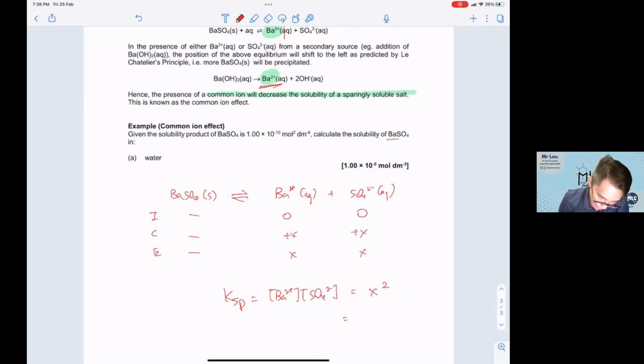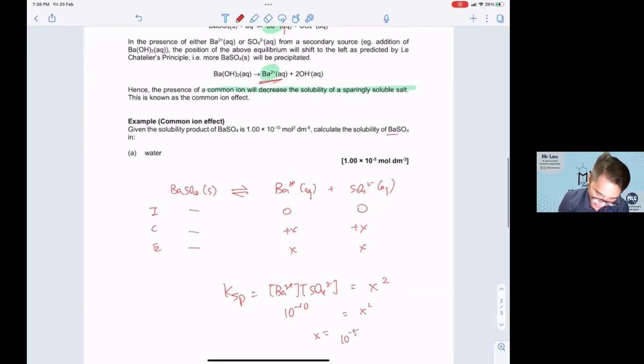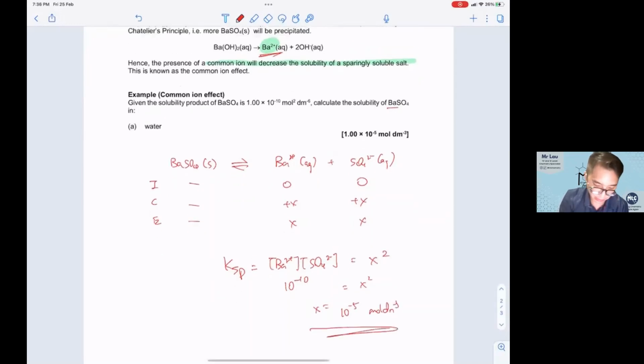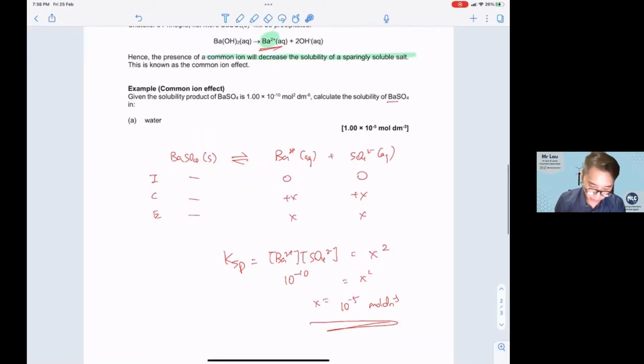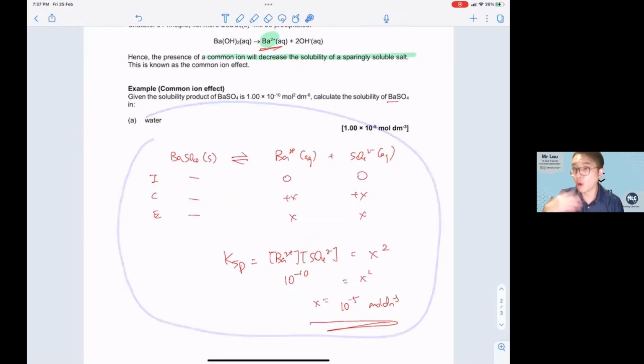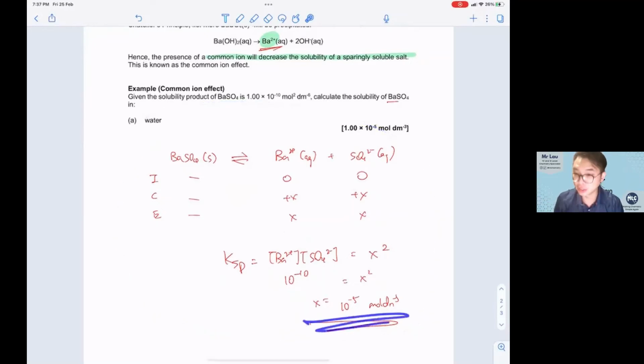So 10 to the power minus 10 equals x squared, and x will be equal to 10 to the power minus 5 mol per dm cube. This will be your solubility. Whatever dissolved here will be your solubility, so the x is always the solubility. This is without the common ion effect: on its own, how much of it dissolves.